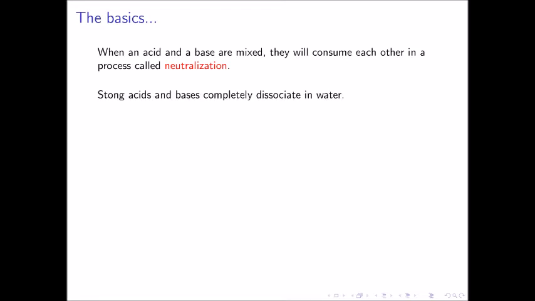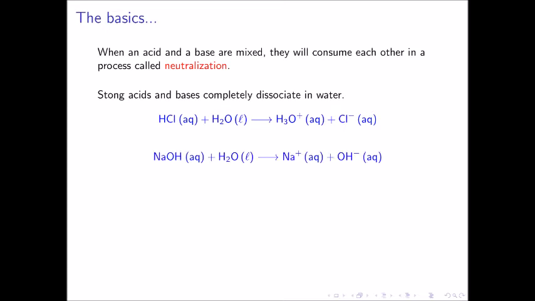Strong acids and strong bases are named this because they completely dissociate in water. This means that neither of the acid or the base form still exists in water, but rather have completely dissociated into its component ions. For example, hydrochloric acid, when added to water, completely dissociates to form hydronium ion, H3O+, and chloride ion. Sodium hydroxide, a strong base, reacts with water to completely form sodium ions and hydroxide ions.